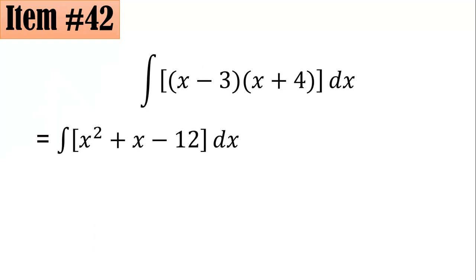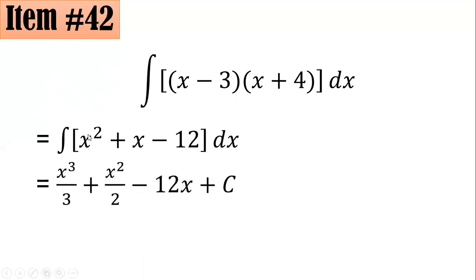For the power rule for integrals, what we need to do is add 1 to the exponent, and whatever the new exponent is, that will also be your denominator. So for x squared, 2 plus 1 will be 3. That's why we have x raised to 3 all over 3. Plus, add 1 to the exponent: 1 plus 1 is 2, and it should also be in the denominator. That's why x squared over 2. And the integration of negative 12 is negative 12x. But let us not forget plus c, our arbitrary constant. In this case, the correct answer is letter C. Moving on to number 43.